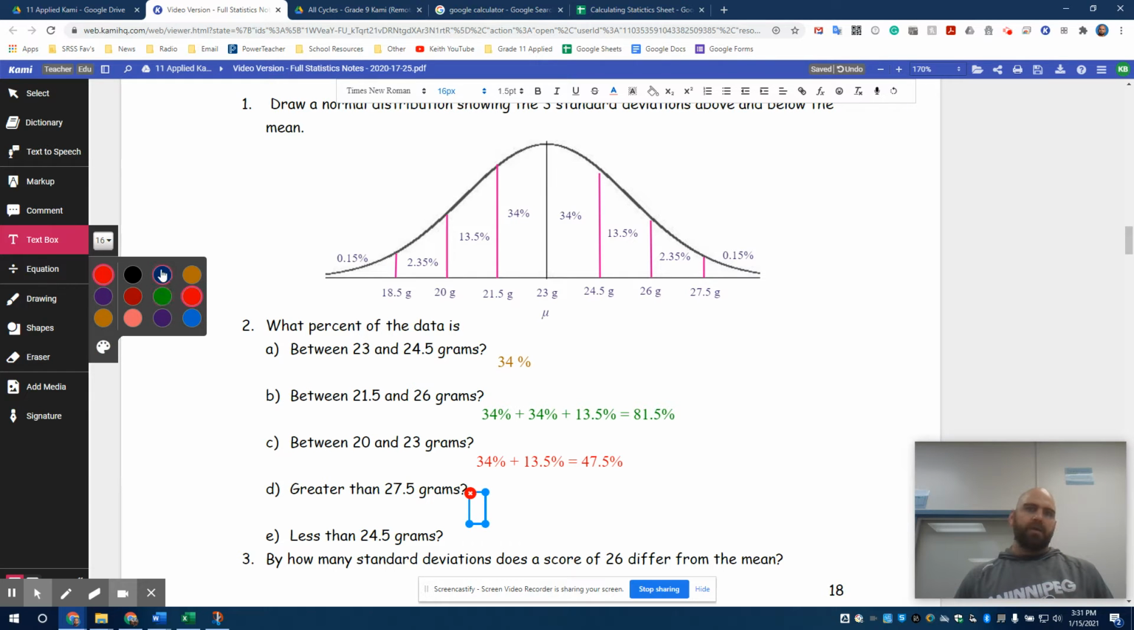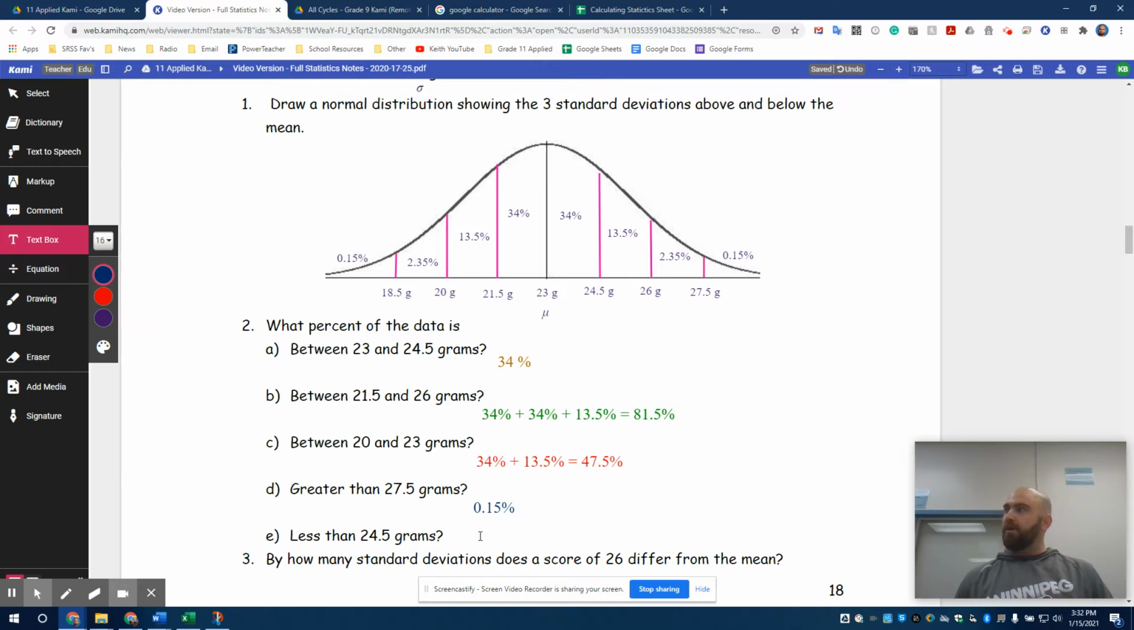And so we're going to put that in 0.15%. Less than 24.5, well, that's right here. Less than would be on this side. Now, this all here is 50% up until the mean. Remember, less than the mean is 50, greater than the mean is 50. And so we're just going to add 34% onto 50.